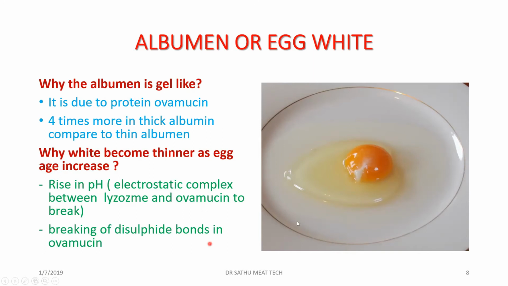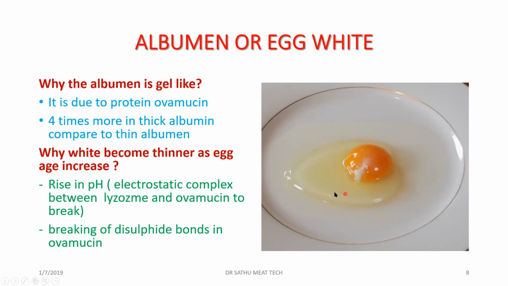will be breaking. Due to this breaking, the thick albumin will also become very thin-like or watery, or the viscosity will become less, so it will start flowing. In old eggs, we can say sometimes the thick albumin will not be found, or the quantity of the thick albumin will be less. That also indicates it is an old egg.